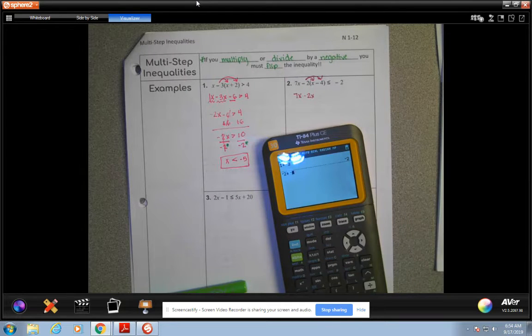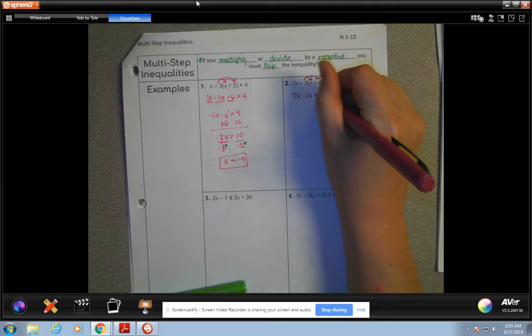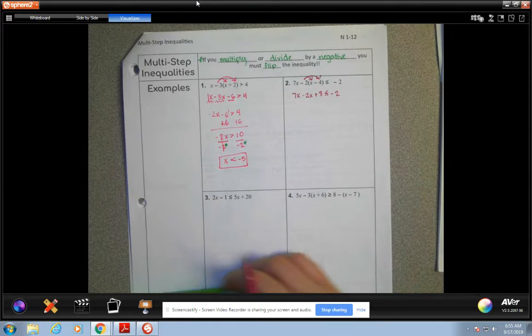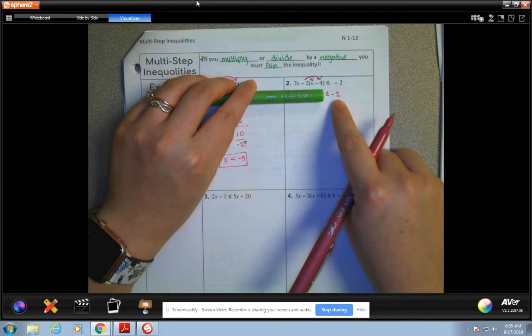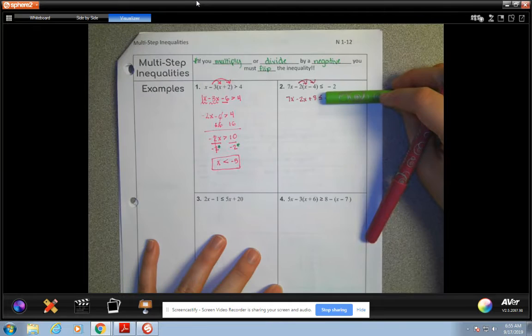-2 times -4 gives you a +8. So instead of writing -8, you would write +8 is less than or equal to -2. So now we want to check to combine like terms. On the right side, I only have -2, so that's already combined. Let's look on the left. On the left side, it looks like I need to combine some like terms.